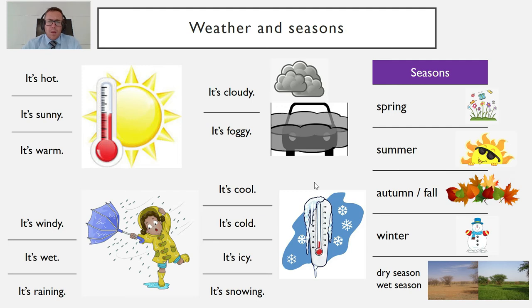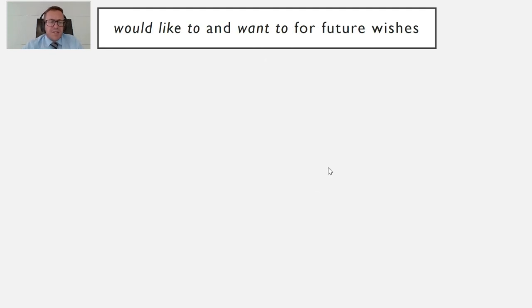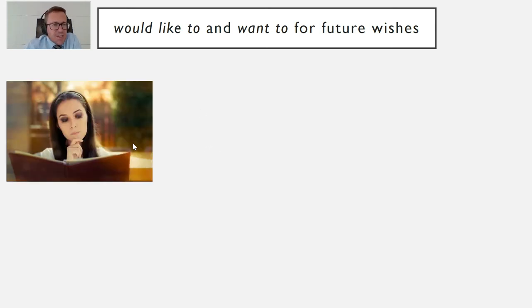And now we go into the final point, which is would like to and want to for future wishes. So in this, I'll use the example of a restaurant. So this lady is in a restaurant, she is reading the menu, and she wants to know what to eat. So this is something she will eat in the future, in maybe 10 minutes, so it's not a long future, but it's a wish, because she is asking for it. She wants someone to give her the food. So she is saying, I want to have the spaghetti, please. Or, I would like to have the spaghetti, please.